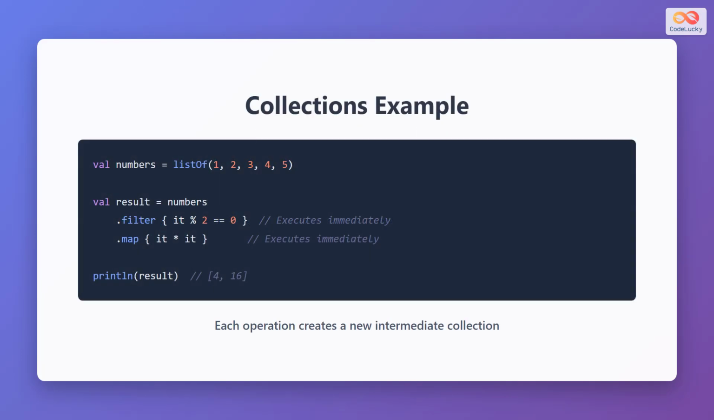Here's a practical example. We create a list of numbers from 1 to 5. Then we filter for even numbers and map each to its square. Notice that each operation executes immediately. The filter operation creates an intermediate list containing 2 and 4. Then the map operation creates another list containing 4 and 16. Both intermediate and final collections occupy memory.